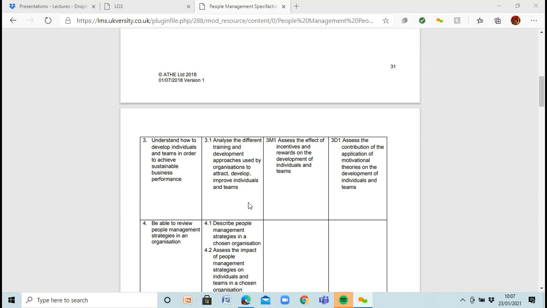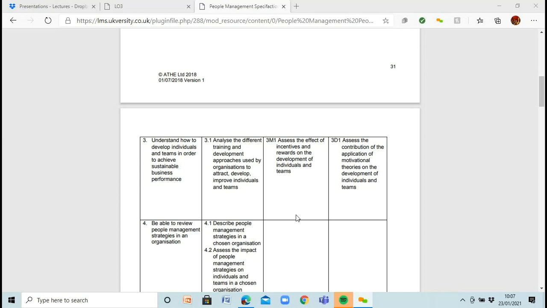3.1 is the pass criteria. So analyze the different training and development approaches used by organizations to attract, develop, improve individuals and teams. Then we've got the merit criteria, which is assess the effect of incentives and rewards on the development of individuals and teams. And then we have the distinction criteria, assess the contribution of the application of motivational theories on the development of individuals and teams.